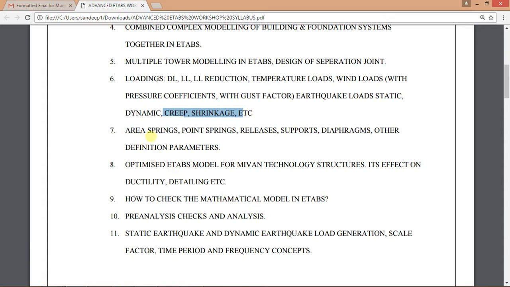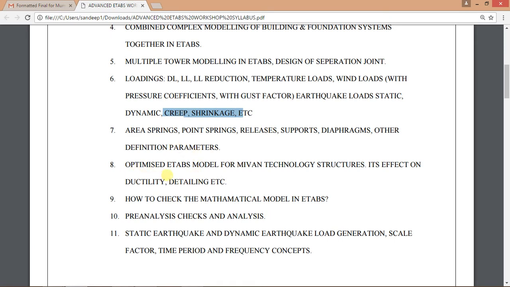The seventh topic that we will be discussing is the area springs, point springs, releases, supports, diaphragms and other definition parameters. Other definition parameters are like, when we are going to use the thin shell element, the brick element, which is the thick shell element actually. Then we have the membrane elements, etc. So those types of elements we will be checking into this.